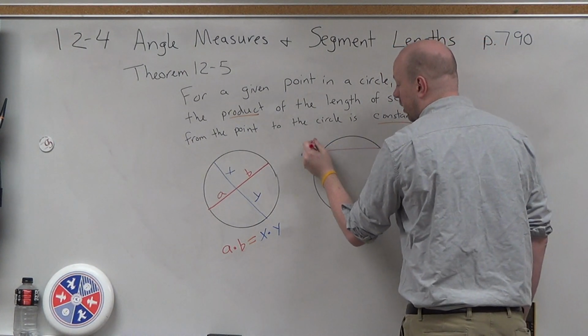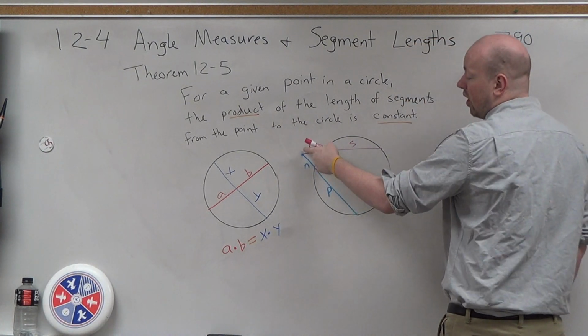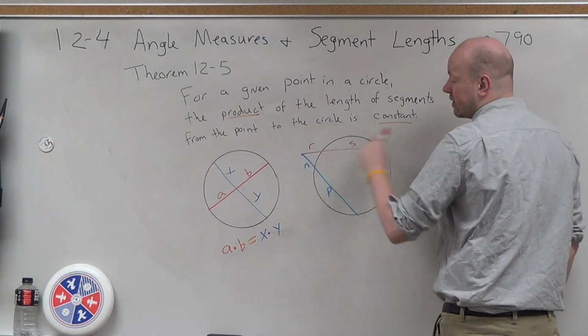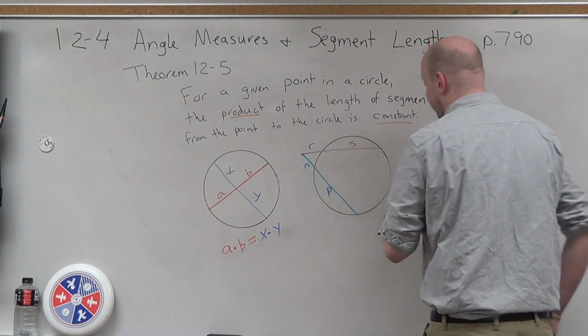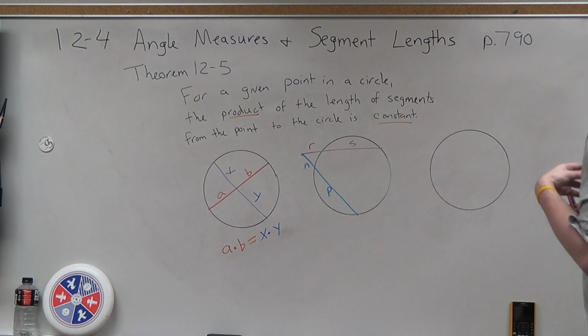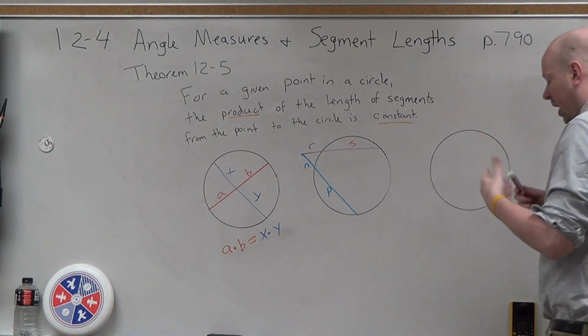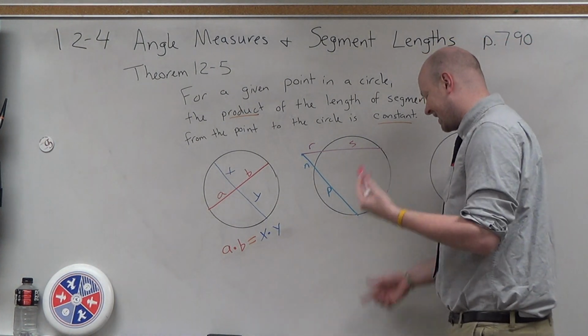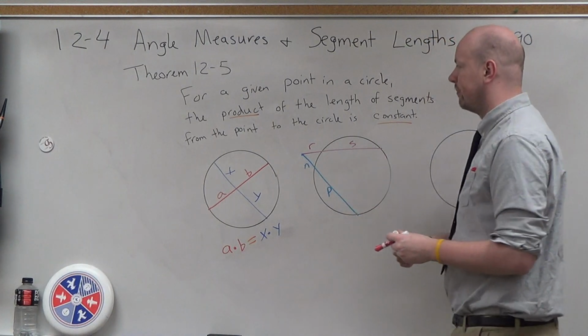Numbers, so let's do R and S. Again, where R is from my point to the edge of my circle, and S is from the edge of my circle to the edge of my circle. Now this one shares a little bit different of a relationship. The products are still going to be the same, except one little wrinkle.